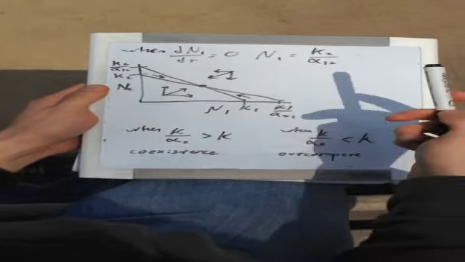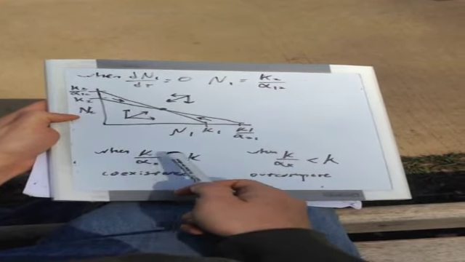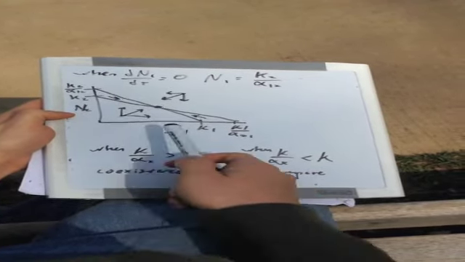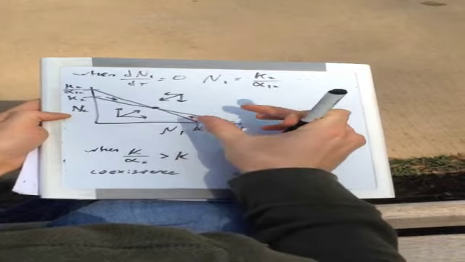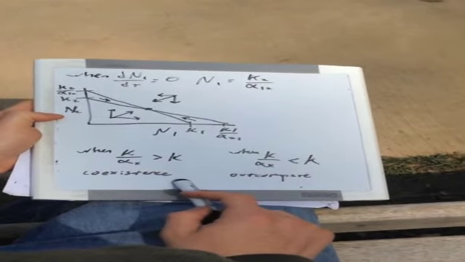And looking at the isoclines, when K over alpha is greater than K, we have coexistence between the two populations because the pressures on either side of both isoclines will push both populations to equilibrium in the middle, which will represent coexistence.